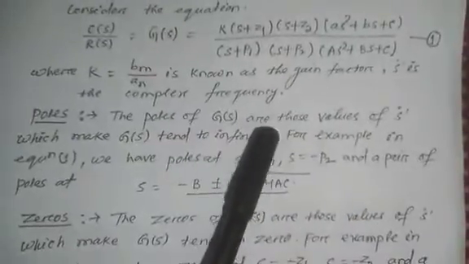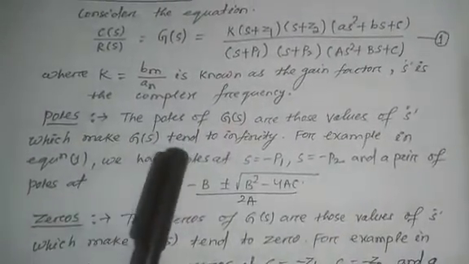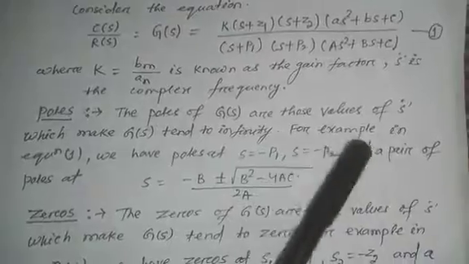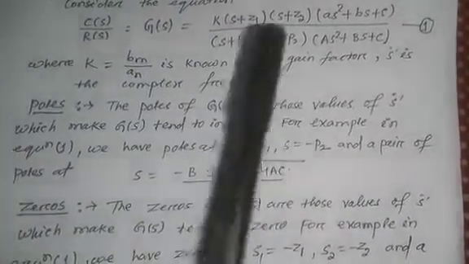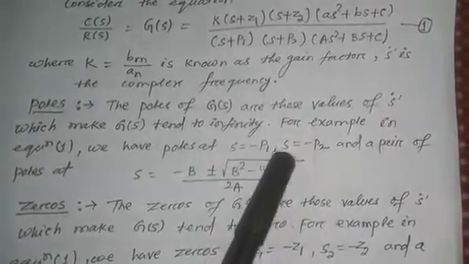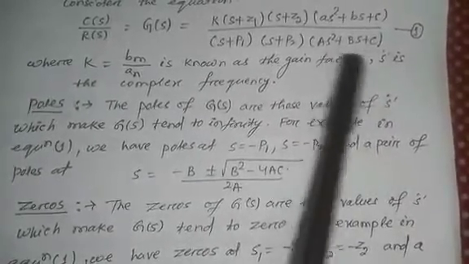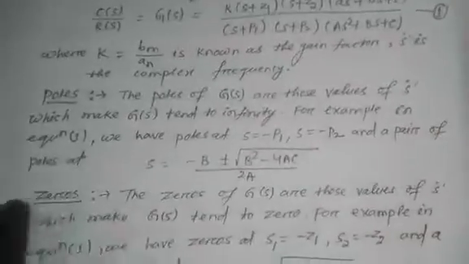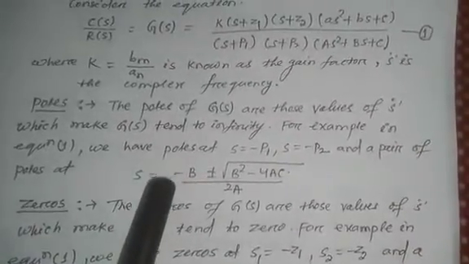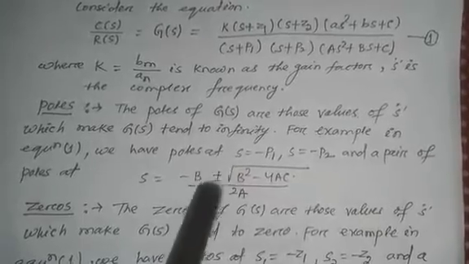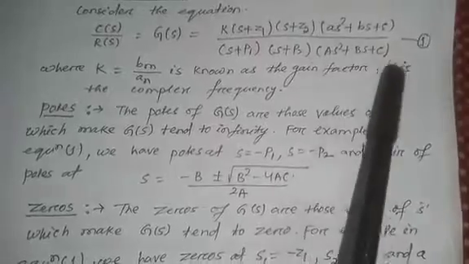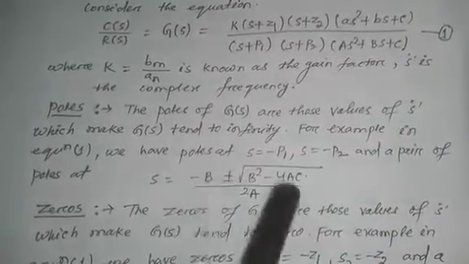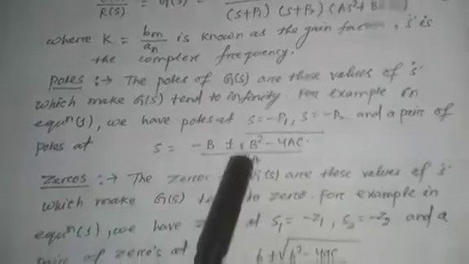What is a pole? The poles of G of s are those values of s for which G of s tends to infinite. For example, in equation 1, here s plus p1 is present, so s is equal to minus p1, s plus p2 is present, so s is equal to minus p2, and for the quadratic equation a s square plus b s plus c, a pair of poles comes. How can you calculate the pair of poles? s is equal to minus b plus minus square root of b square minus 4ac, divided by 2a. Here a, b, c are given. You just put these values in this equation and you get a pair of poles.